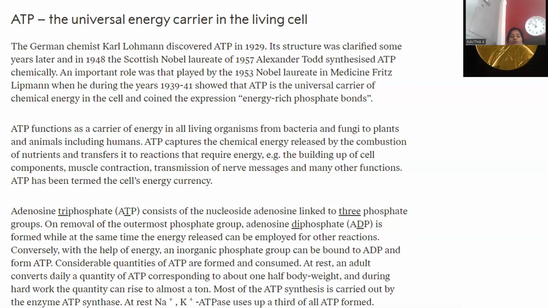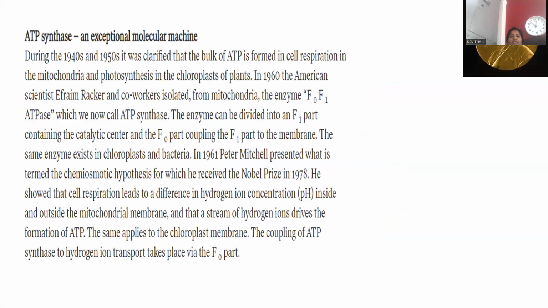ATP synthase transforms ADP, adenosine diphosphate, into adenosine triphosphate. At rest, sodium potassium ATPase uses up a third of all ATP formed. So finally, ATP molecules will be generated with the help of these enzymes, and so many chemical transformations are carried out. ATP synthase, an exceptional molecular machine. Why are we saying a molecular machine? Because it immediately restores the ATP, as much as is required by the living organism.